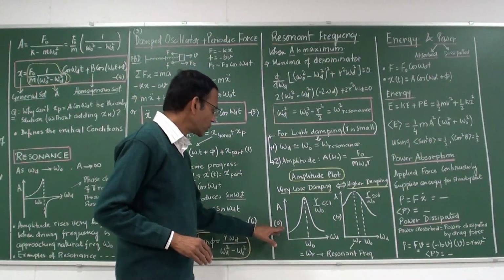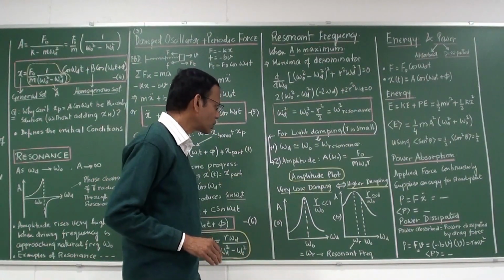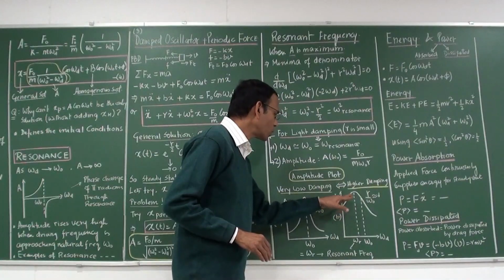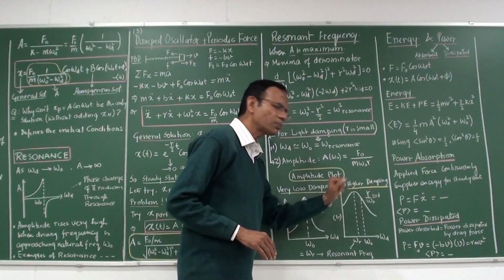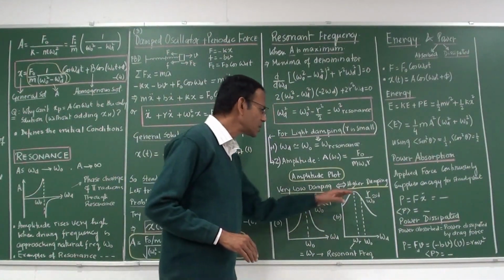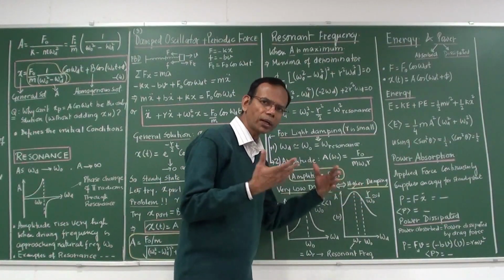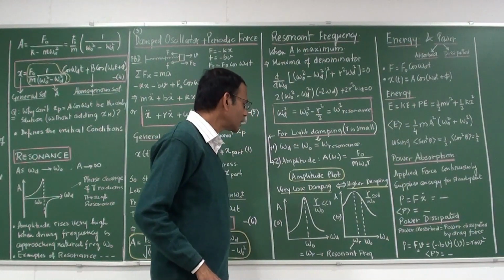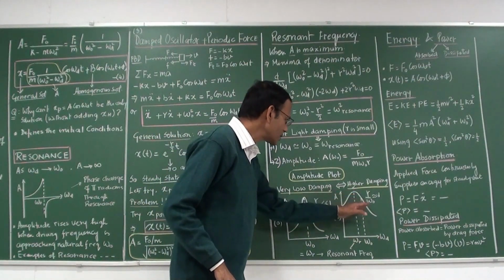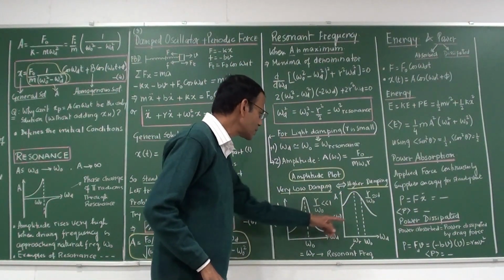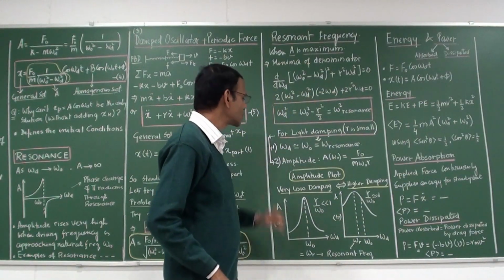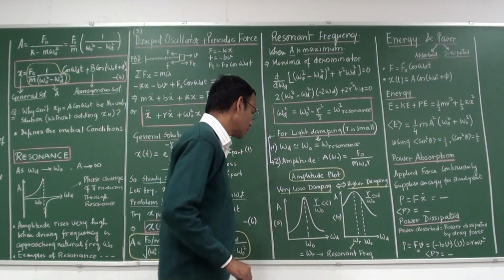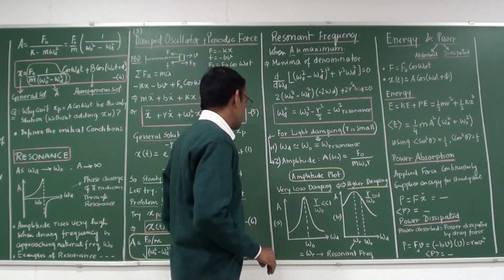So here, as you see, this is the plot when gamma by omega 0 is much less than 1, and this is the plot when gamma by omega 0 is approximately equal to 1. That means near about 1, that means gamma is of the order of omega 0. In that case, the case is a little bit different, and this particular example we will understand from here. Now let us see the first case.